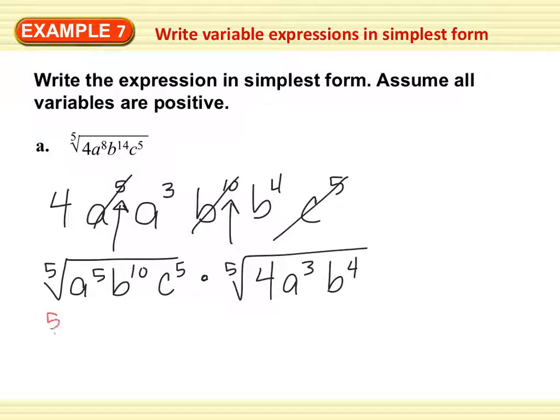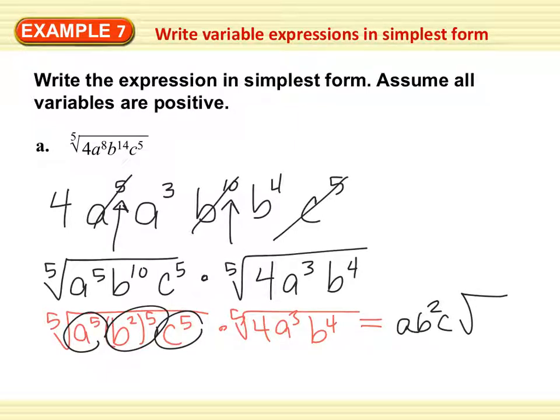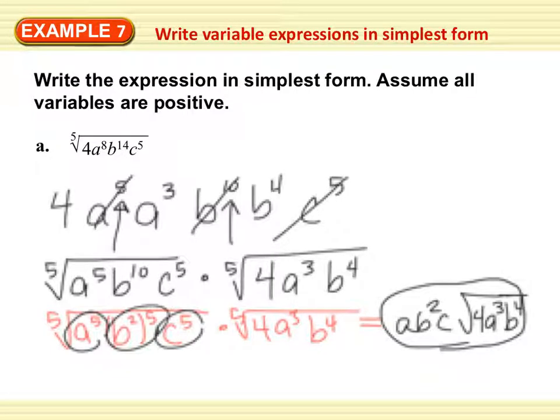I'm going to write that one more time. a to the 5th, I can't do anything. b squared to the 5th and c to the 5th. And then the next one stays. Just going to rewrite it. This gives me a final answer of: this gives me an a, this gives me a b squared, and this is a c. And then underneath the radical is 4a cubed b to the 4th. Not too bad, right? This is all underneath the radical. Cool.